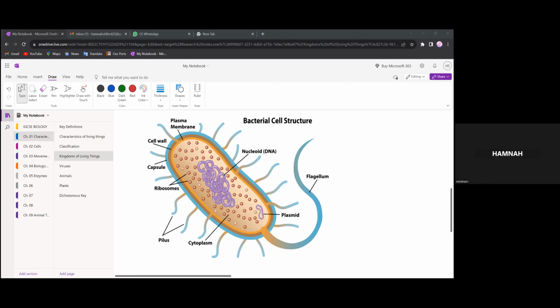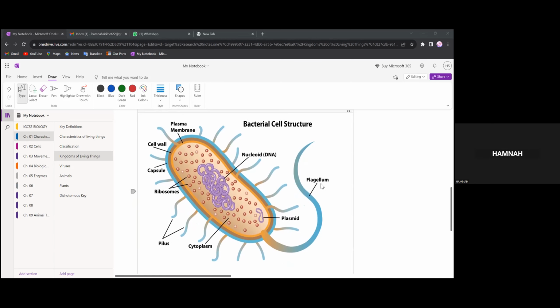Bacteria can have many flagella as well. They can have multiple flagella coming out of one end, or coming out of other ends. But it's a common thing. So what can I ask? Do you know what the flagella does? How it helps the bacteria?